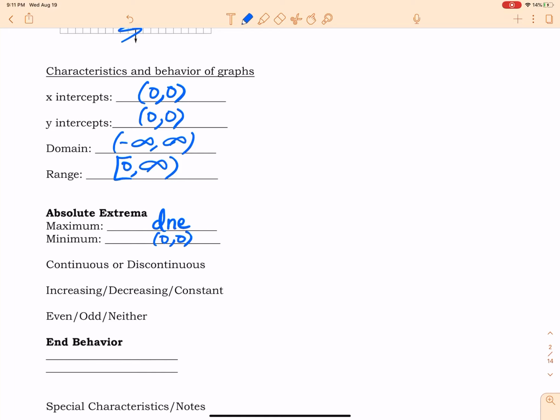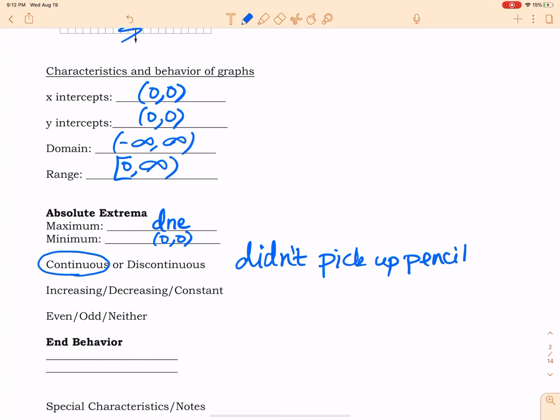Okay, so let's talk about continuous or discontinuous. If you noticed the way I drew it, it was continuous because I didn't pick up my pencil. Remember we talked about that in one of the other videos, I think the last one. Didn't pick up pencil, so that means there are no holes, gaps, nothing like that in the graph. So it is continuous. Increasing, decreasing, or constant? Well, from right to left, let's look at this. I'm decreasing here, and then I'm increasing right here. So it is doing both of those things.